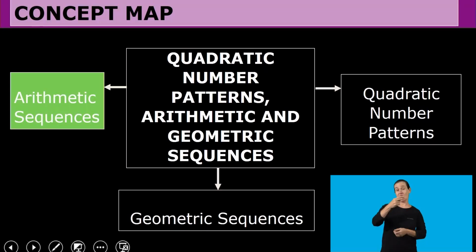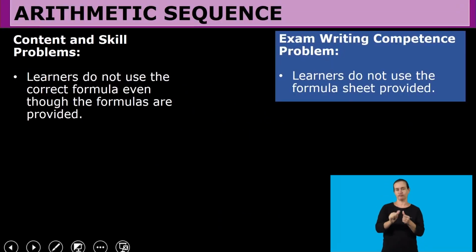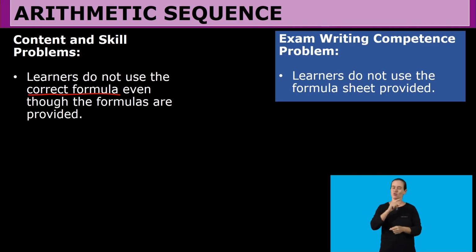Welcome back from the ad break, and let's continue with our lesson. So now we are going to go into that first concept of our concept map, and that is the arithmetic sequence. So let's look at the content and skill problem when it comes to this arithmetic sequence. Well, learners do not use the correct formula even though the formula is provided. So remember, you need to look at the formula sheet just to make sure that you get that correct formula.